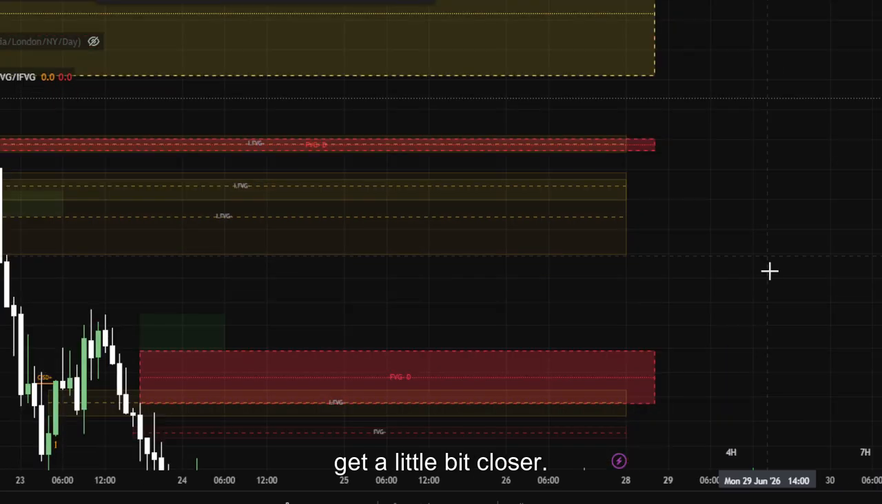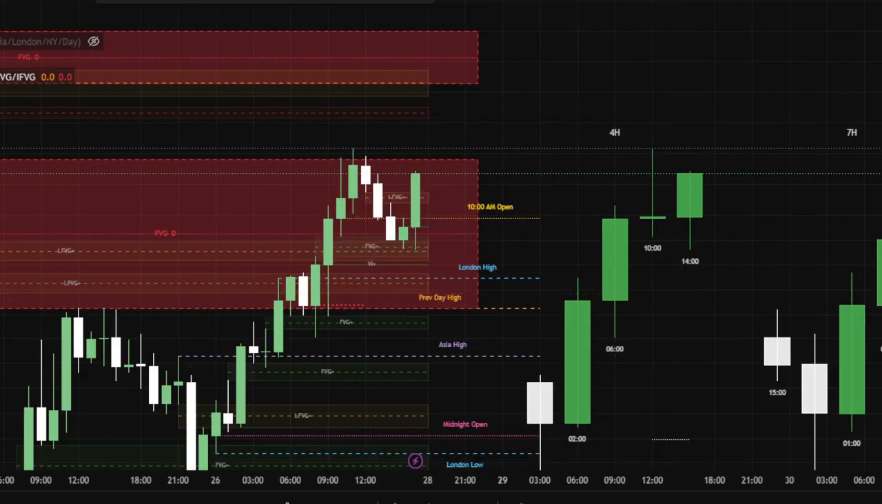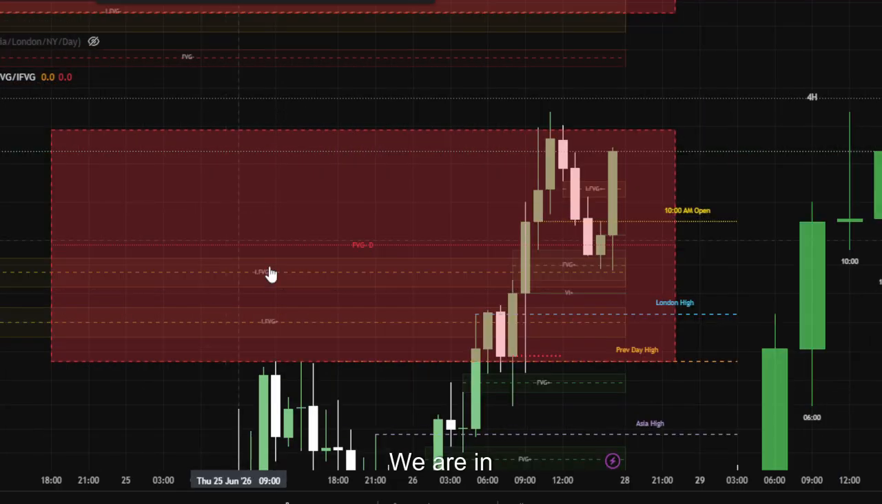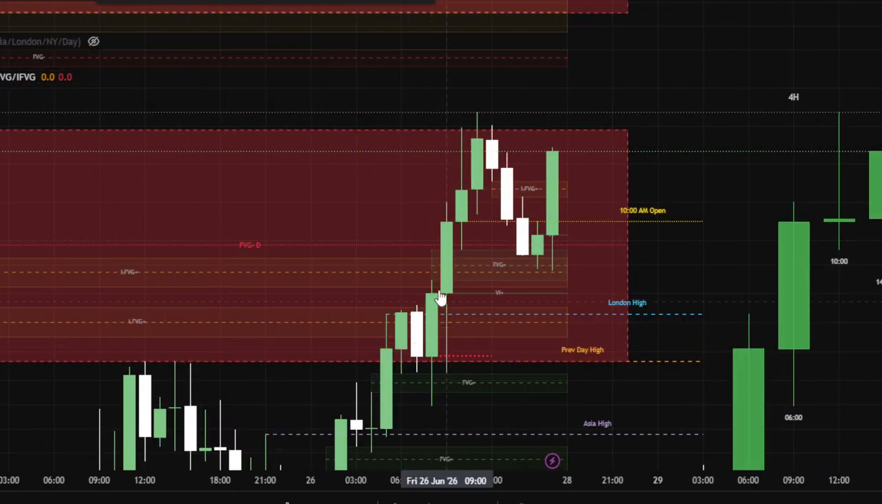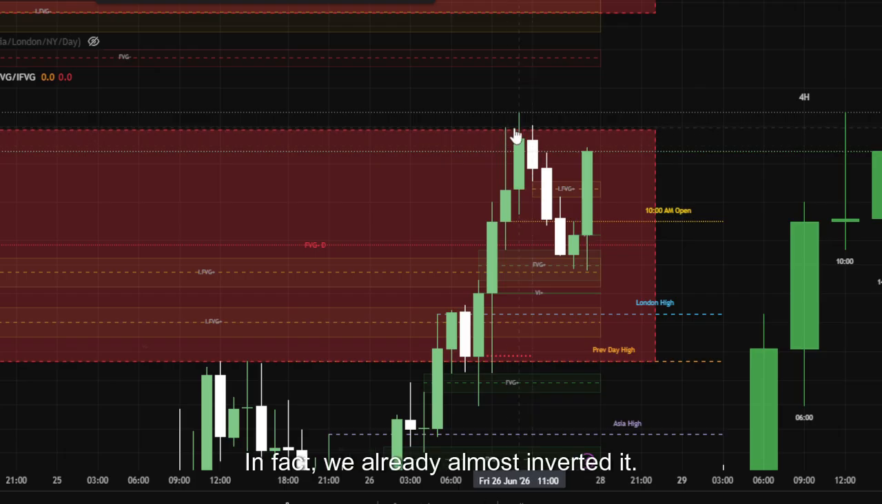So let's get a little bit closer. Again, we're on the hourly. So what do we notice? We are in a bearish daily fair value gap. And is the 50% holding? Not even close. In fact, we already almost inverted it.